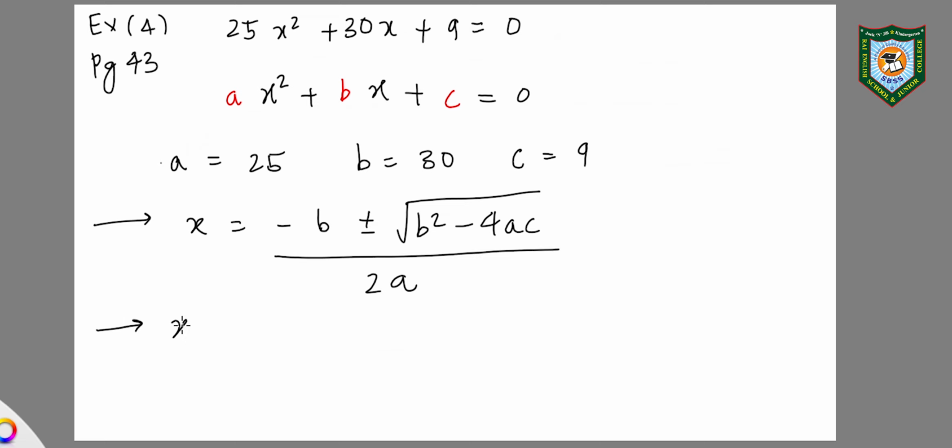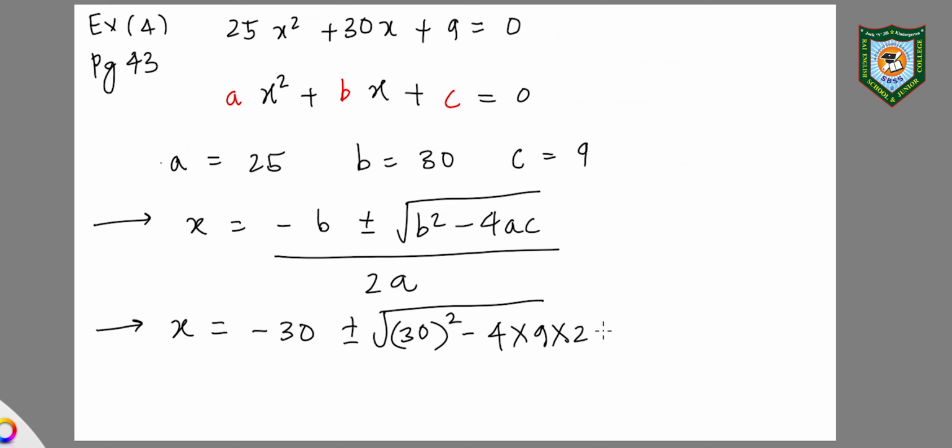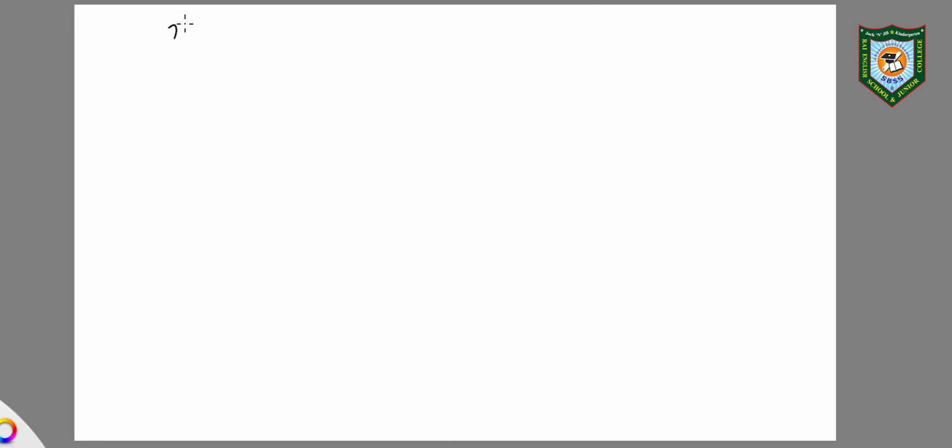So I have x is equal to minus 30 plus minus under root 30 whole square minus 4 into 9 into 25. My c value is 9 and my a value is 25, and in the denominator I have 2 into 25. So x is equal to minus 30 plus minus under root 30 square is 900.